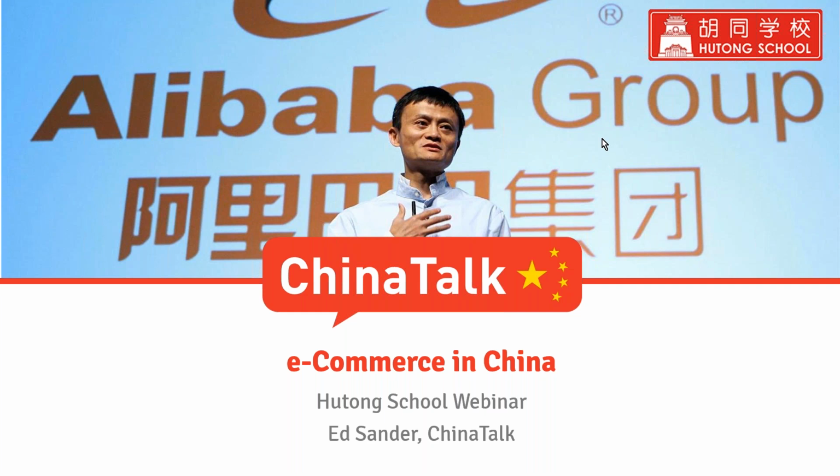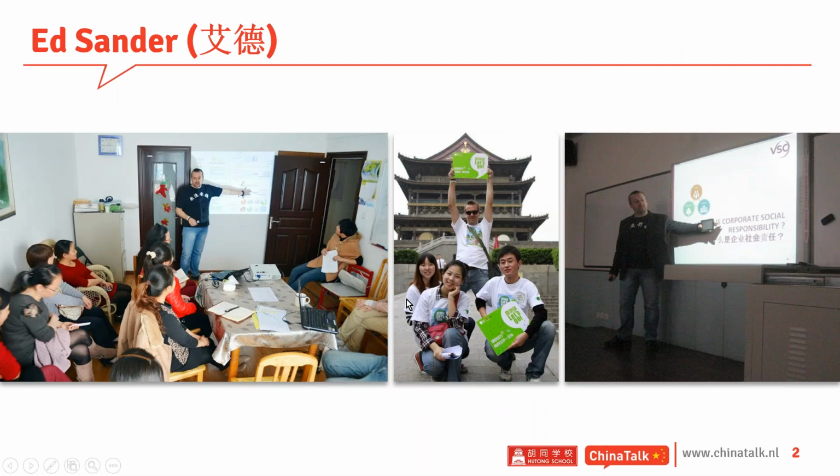First, I quickly want to introduce myself. So, my name is Ed Sonder. For the Chinese people among you, or the people who already speak some Chinese, my name is Ai De. That's a name I've been using since I went to China in 2011. I ended up in China because I was doing volunteering work. I was an international volunteer working with very small NGOs in the city of Xi'an. And you can see in these pictures that I was basically teaching those small NGOs around the kitchen table about marketing, because my background is in marketing and in CRM.